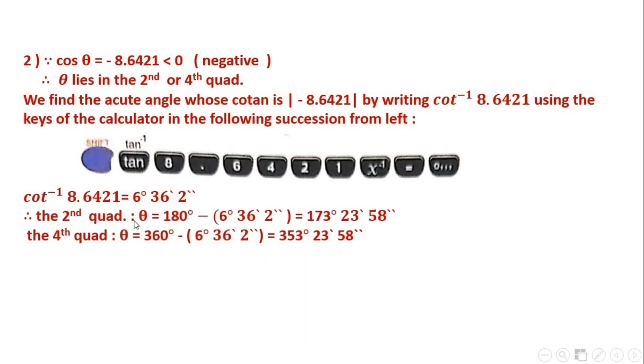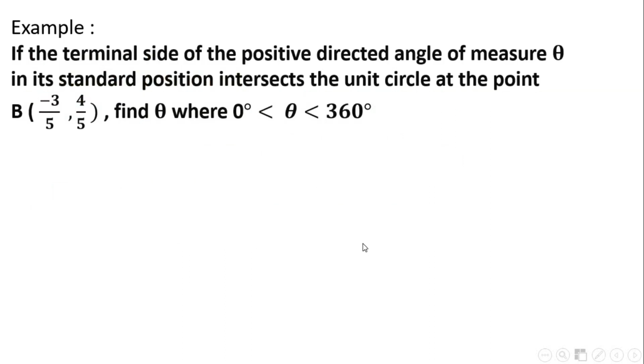Therefore, in the second quadrant, theta equals 180 minus the angle, which is 173 degrees, 23 minutes, and 58 seconds. In the fourth quadrant, theta equals 360 minus the same angle, which is 353 degrees, 23 minutes, and 58 seconds.